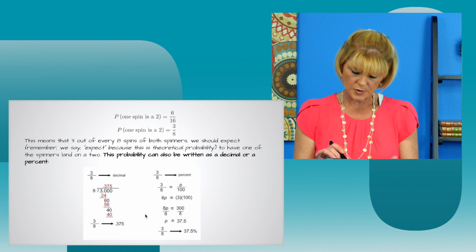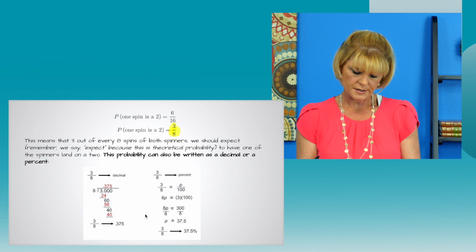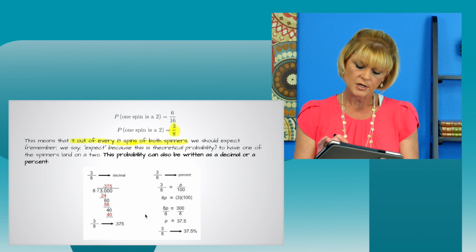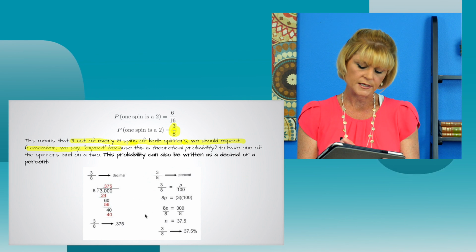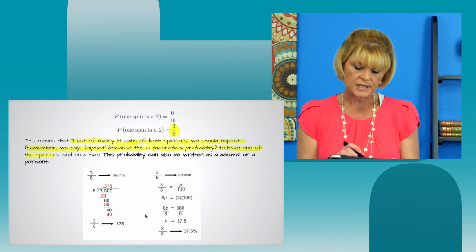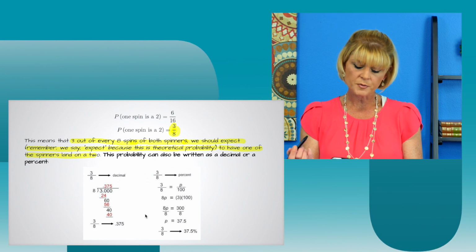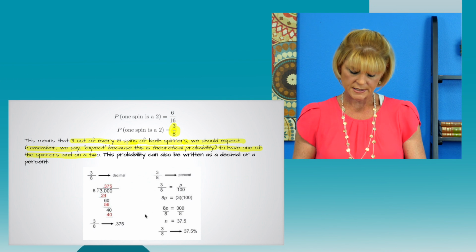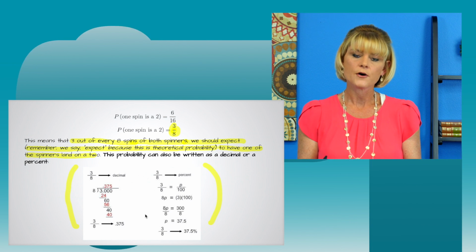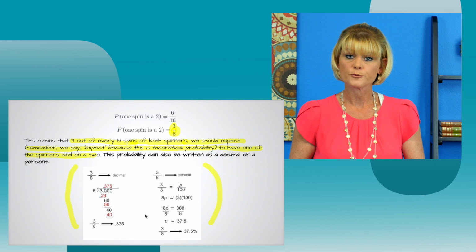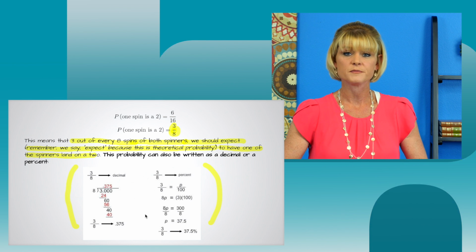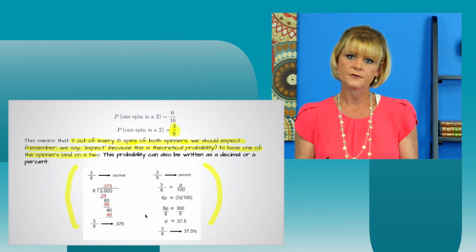Okay, again, we've got the probabilities here. So this means that 3 out of every 8 spins of both spinners, we should expect, and remember we say expect because this is theoretical probability, to have one of the spinners land on a 2. And this probability can also be written as a decimal or a percent. I've added a little table here, a little graphic, and it just helps you remember how to convert fractions to decimals and fractions to percents. If you're not really brushed up on these things, it might be good for you to pause the video and write these examples down in your math notebook.